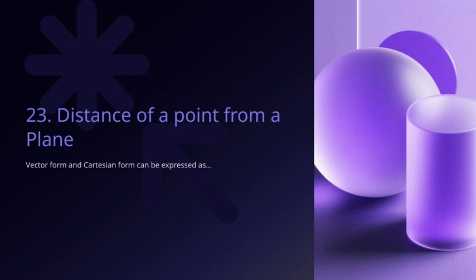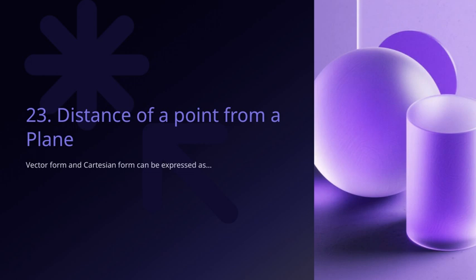Moving on to slide 23, which focuses on the distance of a point from a plane. This is a fundamental concept in vector geometry because it allows us to quantify how close or far a point is from a given plane. When we talk about the distance from a point to a plane, we're essentially measuring the shortest path, which is perpendicular to the plane. This shortest distance is crucial in many applications, from engineering to computer graphics.